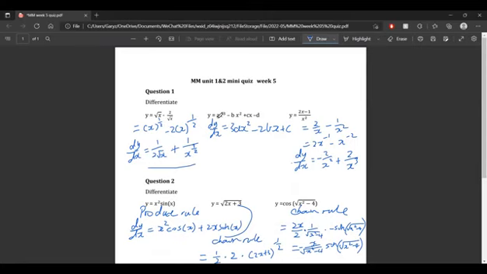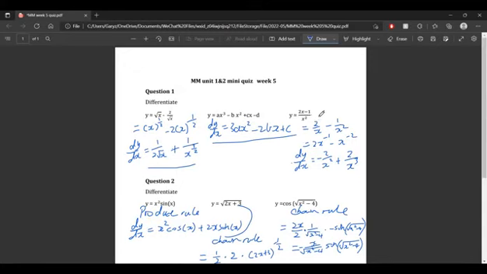And the second question here, don't let the A, B, C and D there fool you. You can just treat them as normal numbers. So it's literally the same logic. We move the power to the front and reduce the power by 1. And as we can see here, dy/dx is just equal to that.